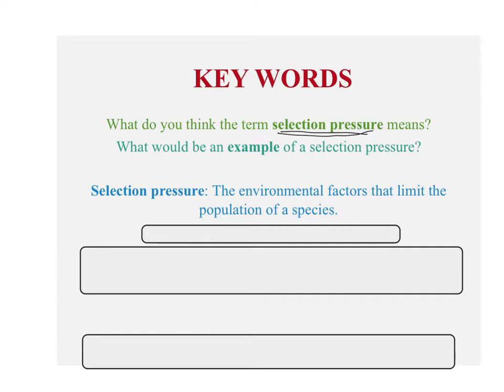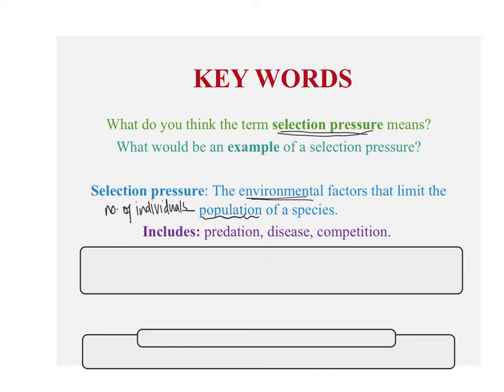So a selection pressure is an environmental factor, so it's to do with where an organism lives, that limits the population size of a species, so the number of individuals available to survive. And this includes things like predation, disease and competition, and all of those three factors we're going to take a look at over the next couple of weeks while we finish off module 7.